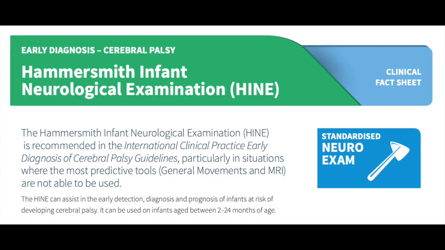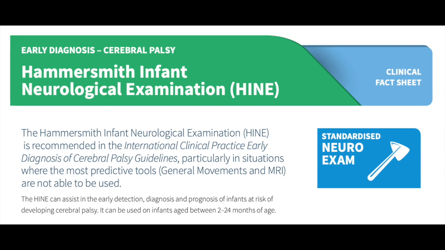The Hammersmith Infant Neurological Examination, or HINE, can assist in early detection, diagnosis, and prognosis of infants at risk of developing cerebral palsy. It can be used on infants aged between 2 months to 24 months of age. What's great about this assessment is that it has good inter-observer reliability for all levels of clinical experience. So even if you are a novice, you can get the same score as somebody who is very experienced in the clinic. It also has a very high predictive value.